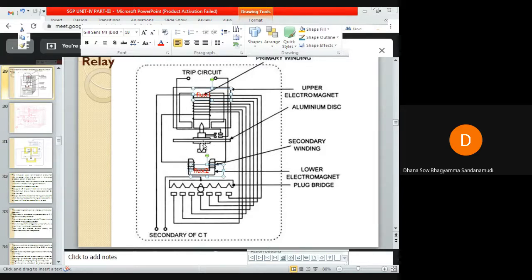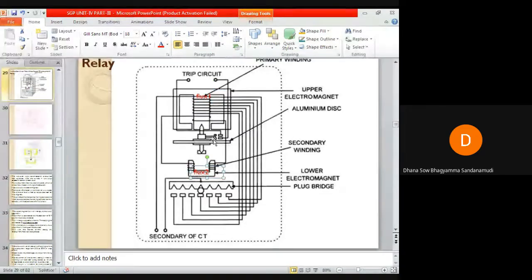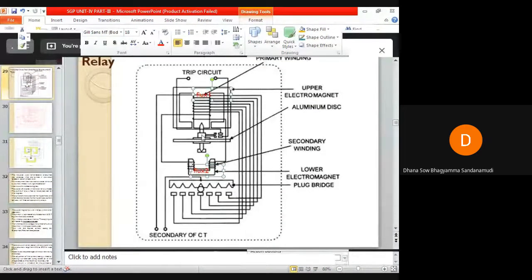Initially, under normal operating condition, there will be a spiral spring provided here in the spindle. The spiral spring will be holding this moving contact in position. This spiral spring exerts a control torque, and because of that control torque, this moving contact is in position. That's why this moving contact is kept away from the fixed contact.